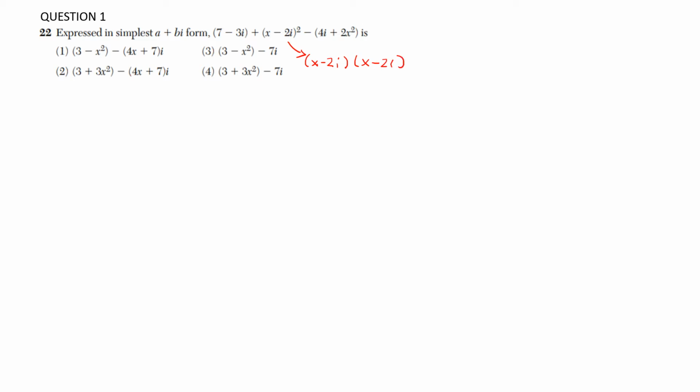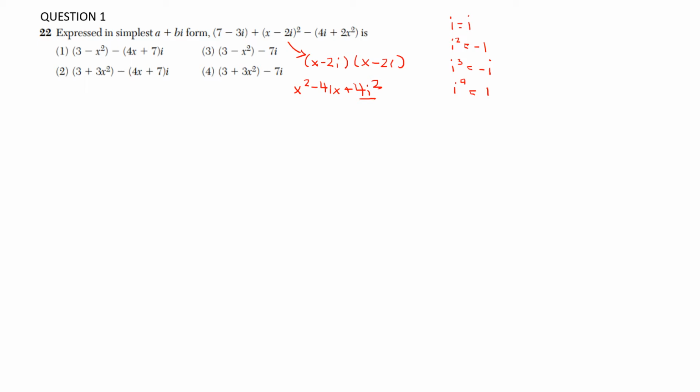We can FOIL this out. I'm going to skip a step here. It's x squared minus 4ix plus 4i squared. Now, we can note that we can simplify this further because this is an i squared. We know that i squared equals negative 1, i cubed is equal to negative i, and i to the fourth, or i to the 0, is 1.